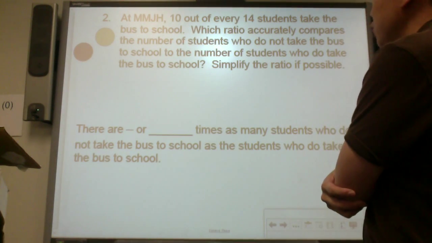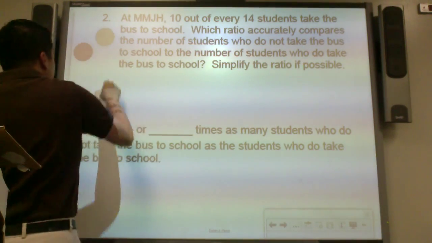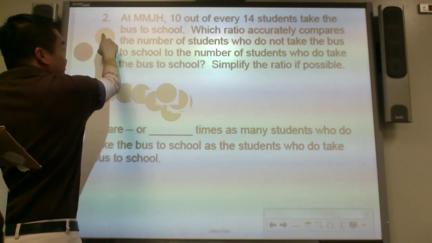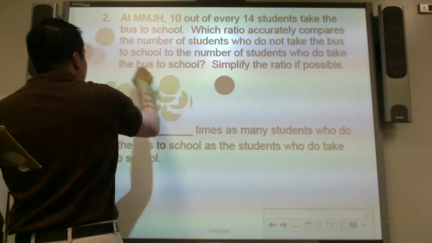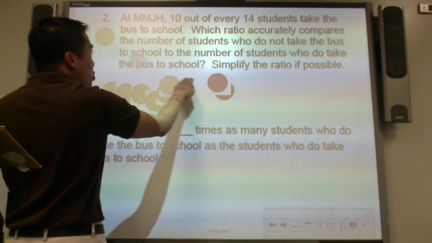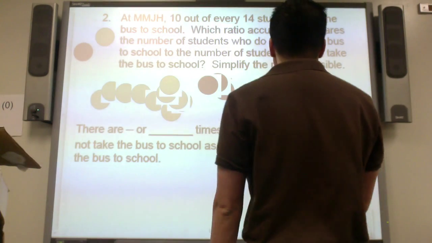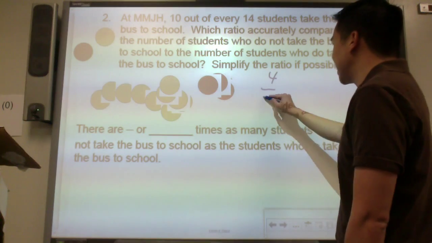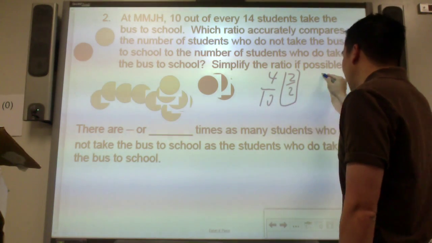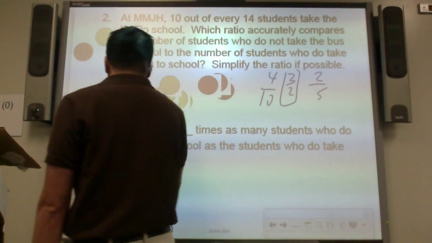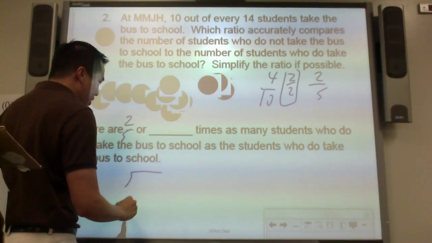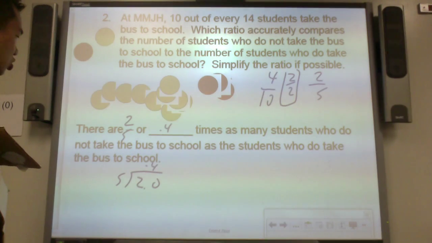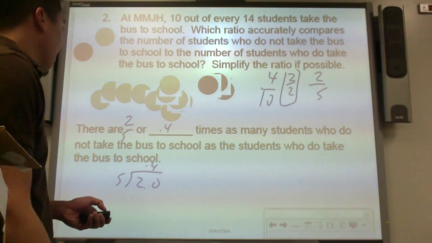10 out of every 14 students take the bus. 1, 2, 3, 4, 5, 6, 7, 8, 9, 10. So 4 do not take the bus. Which ratio accurately compares the number of students who do not take the bus, 4, to the number of students who do take the bus, 10? You can simplify that as 2/5. Do you know the decimal equivalency, the multiplicative comparison? It is 0.4 times as many students who do not take the bus as students who do take the bus.